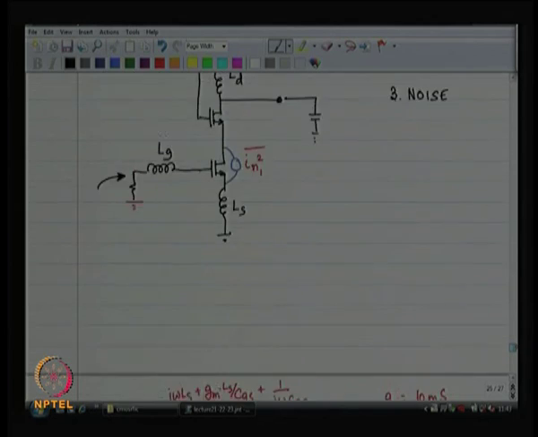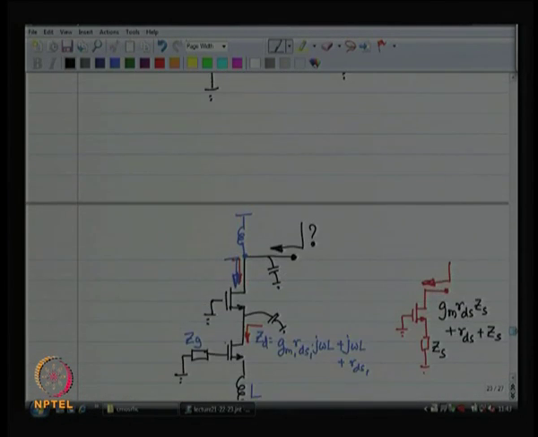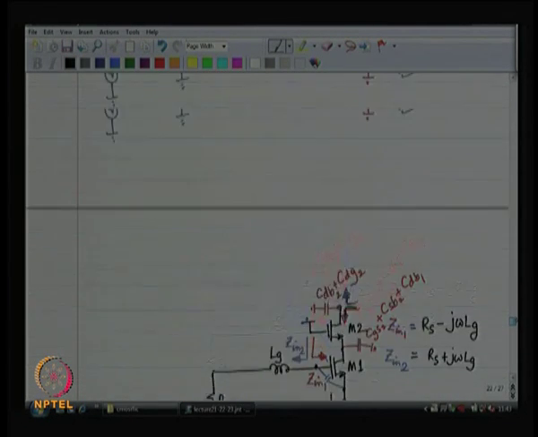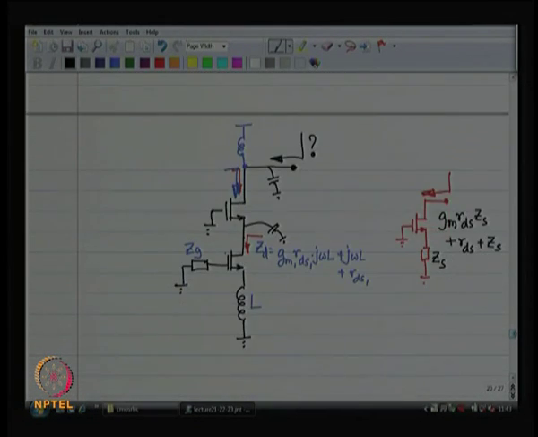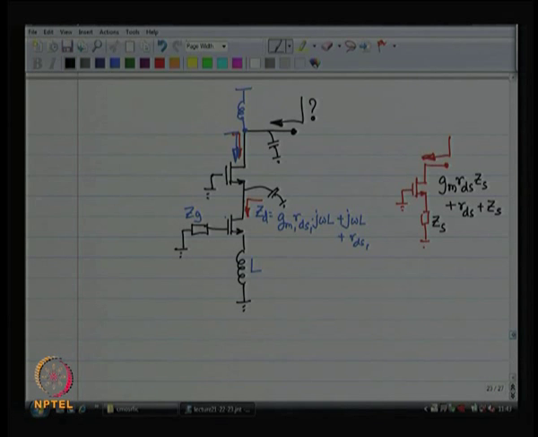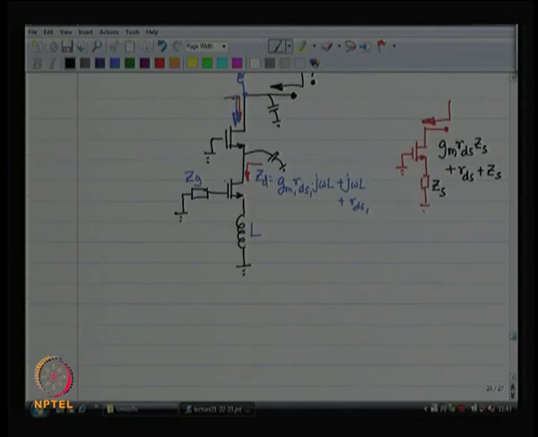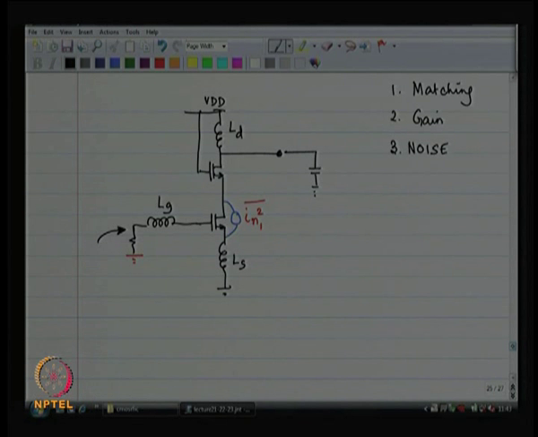So, the topology of the LNA that we came up with looked something like this. This was my final LNA topology. Input is coming into the gate of a MOSFET. There is source degeneration through an inductor, and that gets converted into a current.